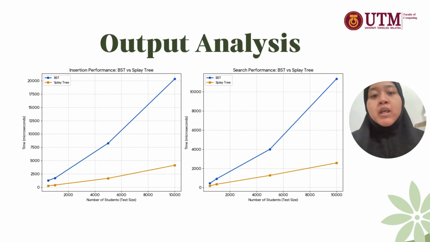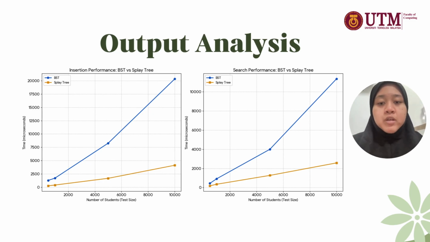So let's continue. On the left side, graph 1 is for the insertion performance. The blue line represents BST, while the orange line represents the splay tree. The same goes for graph 2 on the right side, which is for the search performance. Let's go back to graph 1 again. As you can see, the BST line shoots up linearly and steeply. It approaches 20,000 microseconds at 10,000 students. However, the splay tree has a much gentler slope, remaining below 5,000 microseconds. This proves that for creating the tree structure, splay is significantly more efficient in this implementation.